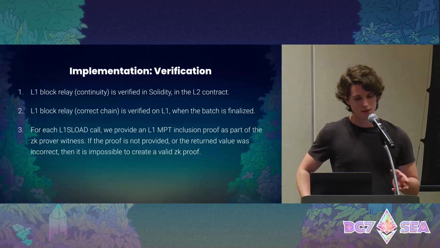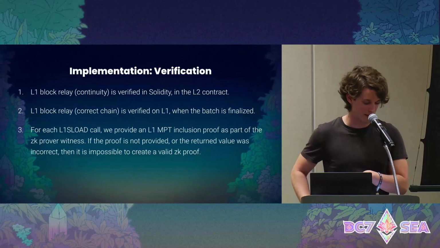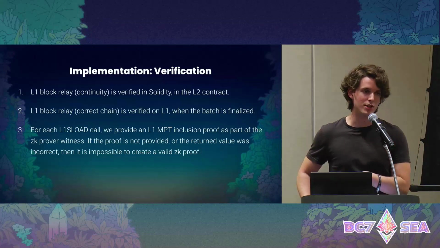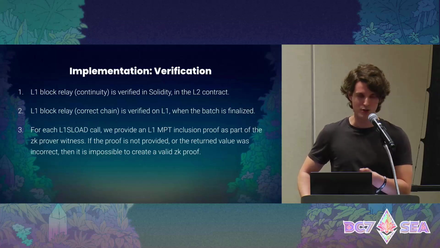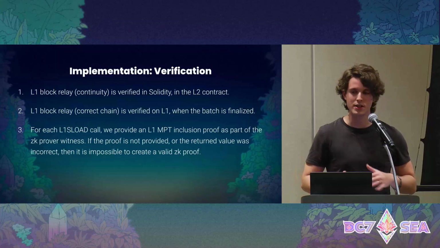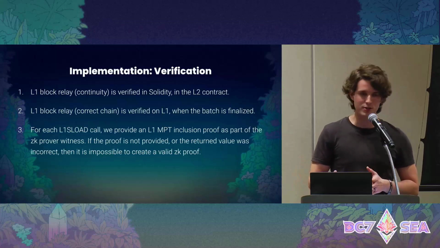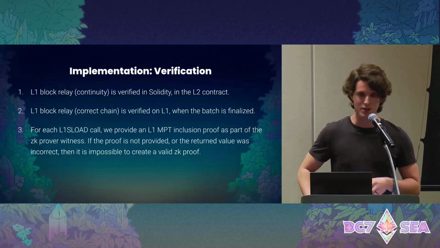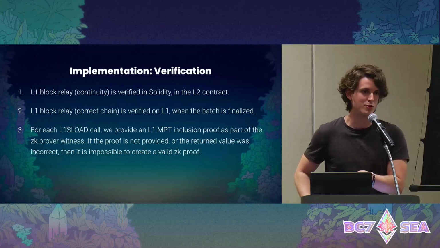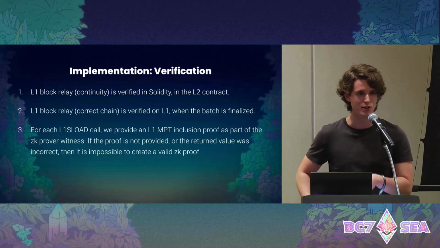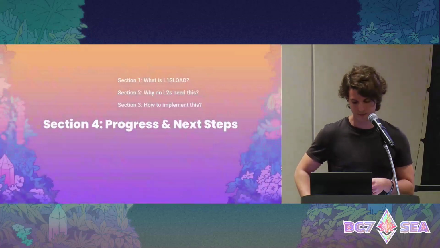And finally, this first and second step is the trustless block hash relay component, but you also need to verify each and every call to this L1SLOAD precompile. So for any precompile call, the sequencer or the prover, depending on your architecture, needs to fetch an MPT proof, and it needs to verify that as part of the broader ZK proof. All of these steps are steps that you would need to do as a developer. But now that this is part of the protocol and it's a sequencer service, you don't need to care about this anymore. You can know that it's working and verified.